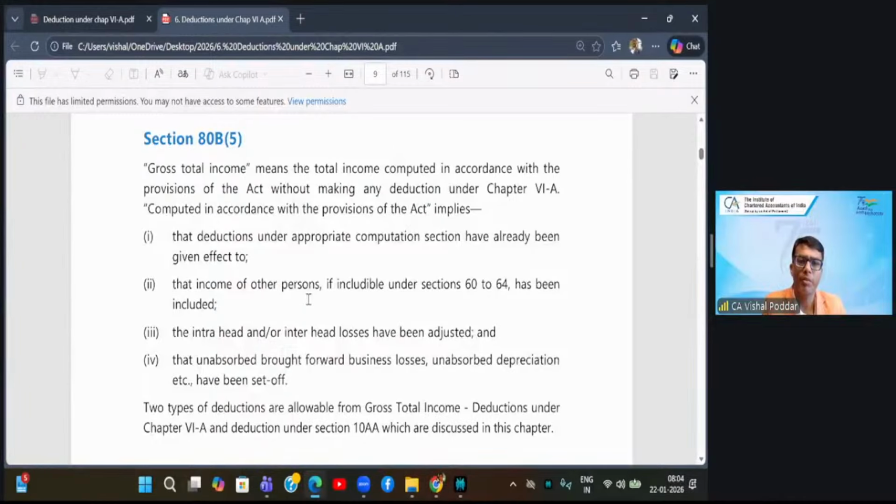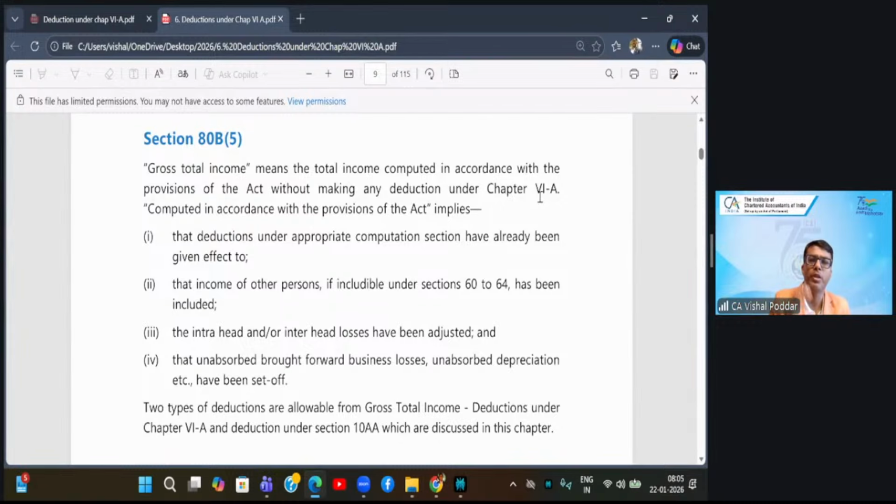Now we have 80B, the second section putting conditions. What it is trying to say, gross total income means the total income computed in accordance with the provisions of this act without taking the deduction under chapter 6A, because we are still going to compute chapter 6A. So chapter 6A is allowed from gross total income. Now what is gross total income?